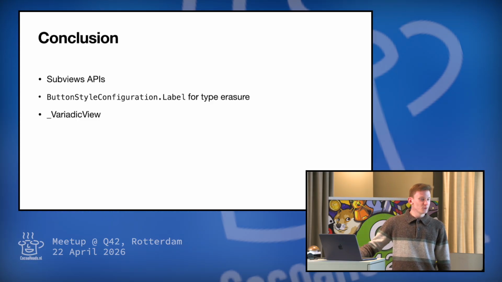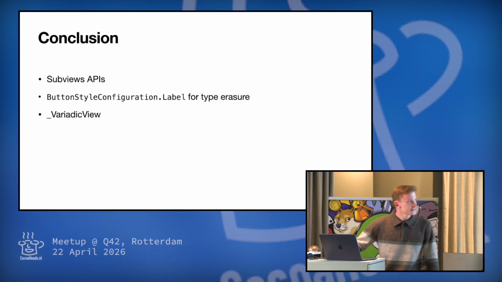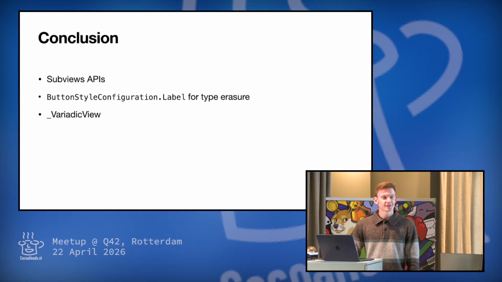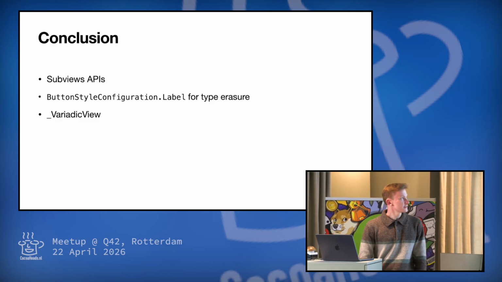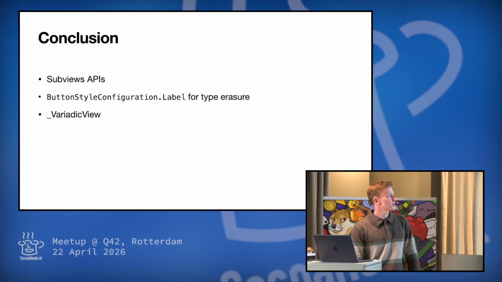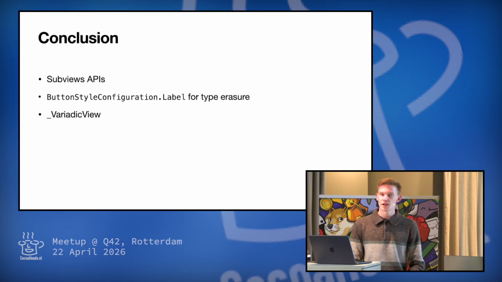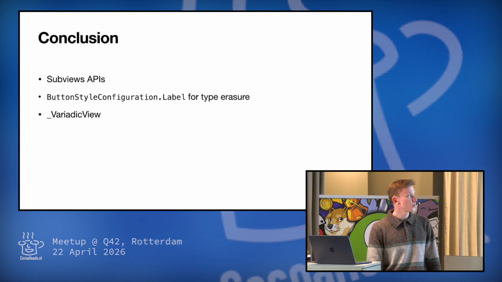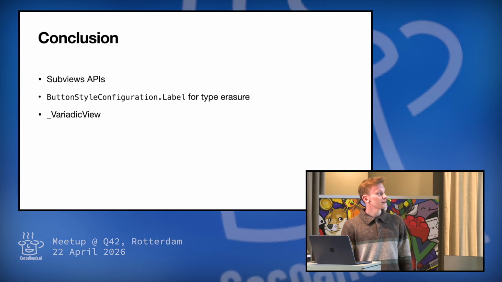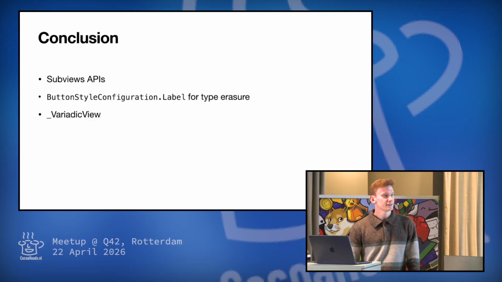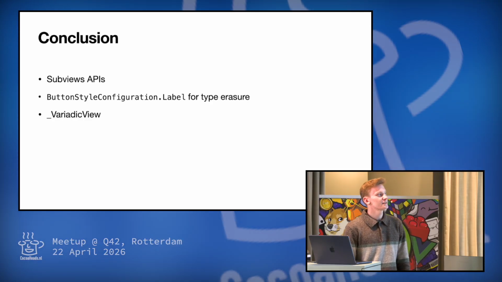Now, we can always discuss if this is really good to use in production. I think it's really fun to look at how SwiftUI works under the hood. I think definitely the subviews API is something that's public and available and allows you to make more idiomatic SwiftUI components. Type erasure with button style configuration: if you already have a button, go for it. If not, maybe justify to your colleagues why it's fine to use any view.